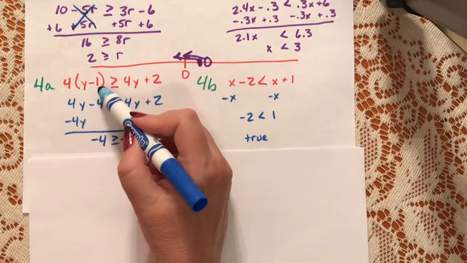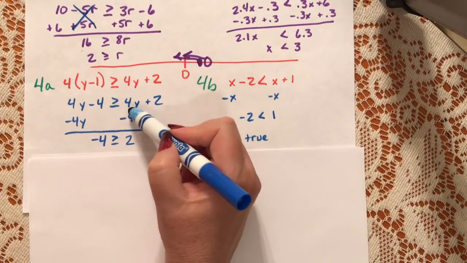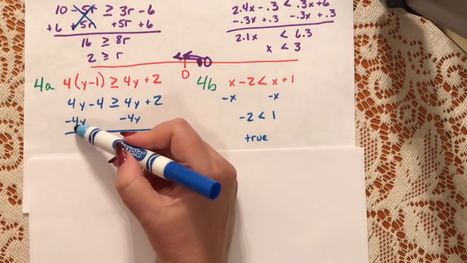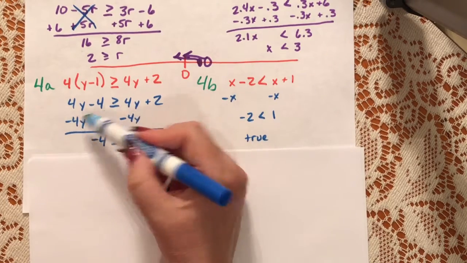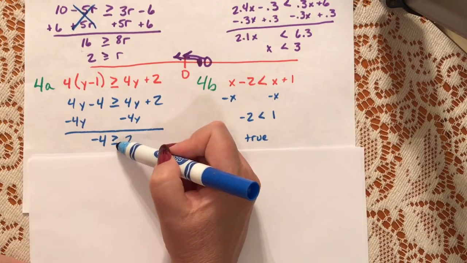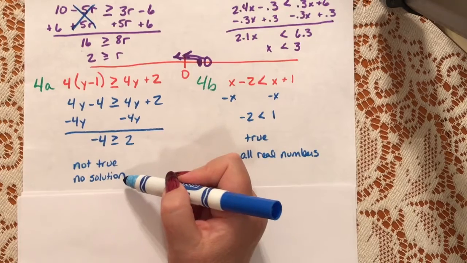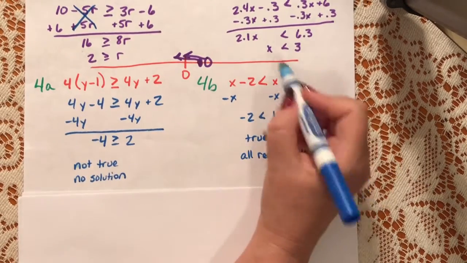For 4a, I'm going to distribute my 4 to give me 4y minus 4 is greater than or equal to 4y plus 2. I'm going to subtract 4y from both sides, getting rid of all of my y's, which tells me that negative 4 is greater than or equal to 2. And that is not true, which means this is a no solution problem.